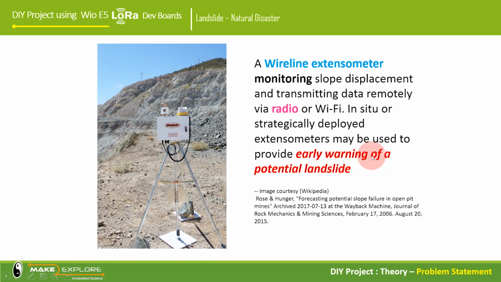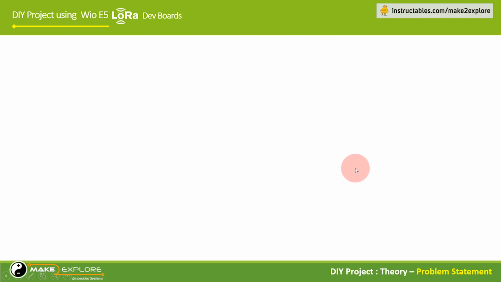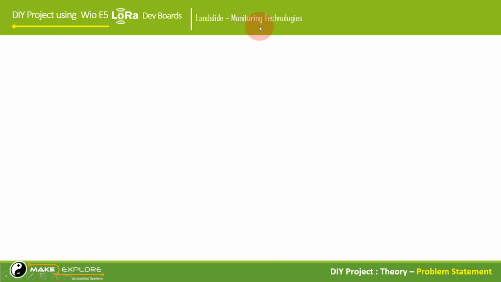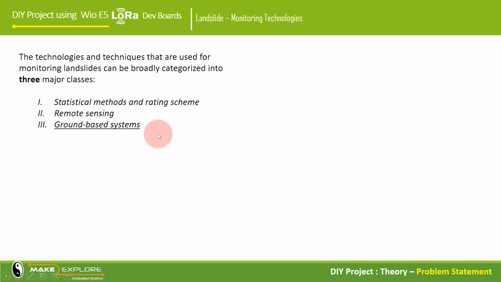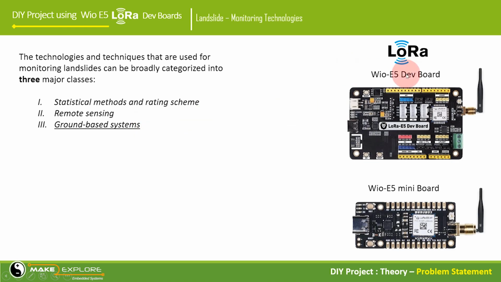by installing early warning systems based on the monitoring of ground conditions, such as strain in rocks and soils, slope displacement, and groundwater levels. So there are several landslide monitoring techniques researched in the last decades, but they are broadly categorized into three major classes: statistical methods and rating schemes, remote sensing, and ground-based systems. We are going to use our Wio-E5 LoRa modules in the ground-based system for improving its wireless connectivity. But before that, let's see what these techniques are in detail.